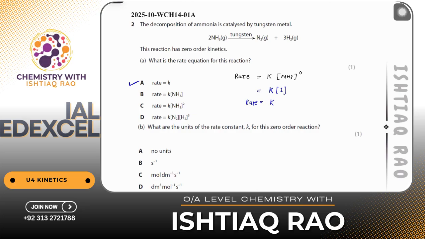If you are thinking, sir, the 2 is written with the coefficient of ammonia, why are we not considering it? If you remember, I told you that the order of reaction is related to experimental details. I cannot predict just after looking at the equation whether 2 is written, whether 1 is written, whether 3 is written. No, it depends on the experimental data. So they told us in the question the reaction has zero order kinetics. So I would say it's zero order. Zero order means 0, and anything to the power 0 is 1. So that's the reason the answer is A.